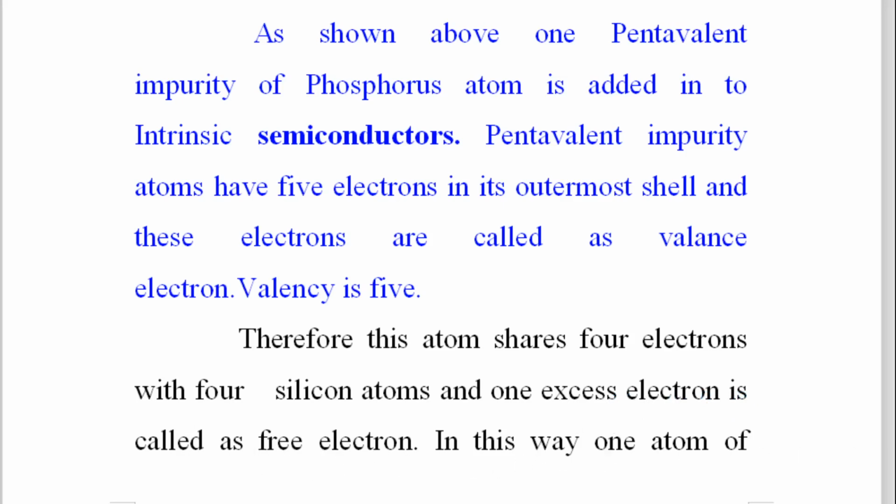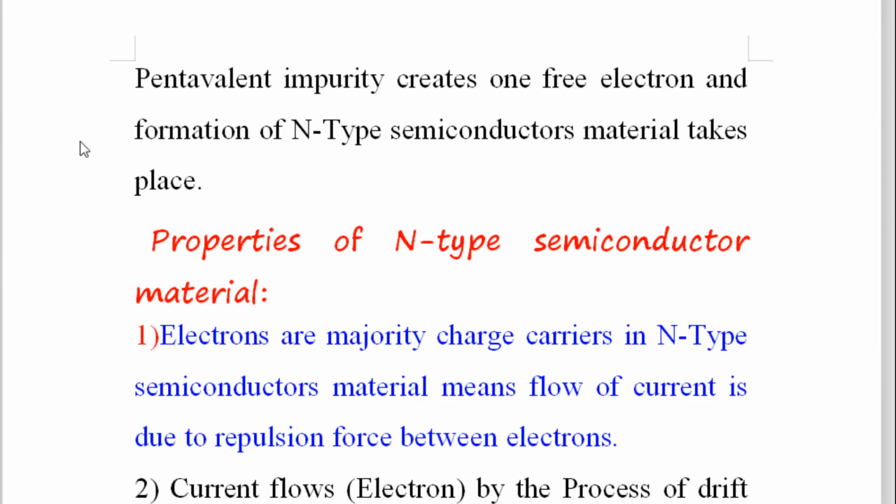In this way, one atom of pentavalent impurity creates one free electron, and formation of N-type semiconductor material takes place. So in this way, what have you done? You have added one atom of pentavalent impurity and created one free electron, and that free electron can now be easily detached. Electron is free, and that can be easily detached just by connecting the battery.